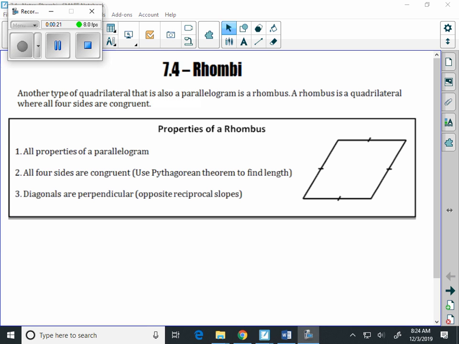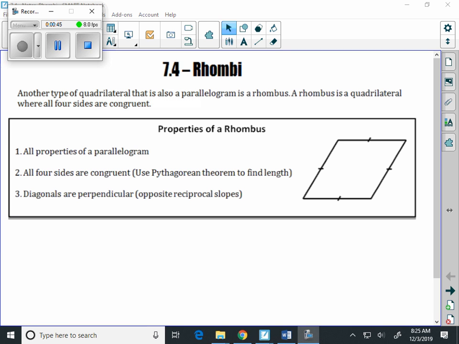And the thing is, when we're dealing with a rhombus, we also have to look at the parallelogram features. It's another type of quadrilateral that's a parallelogram. And one of the special features of a rhombus is that all four sides are congruent. And then I missed the first one. All properties of the parallelogram hold true.